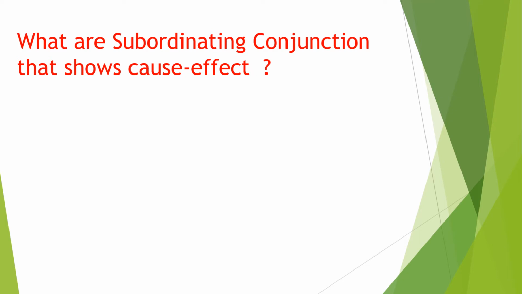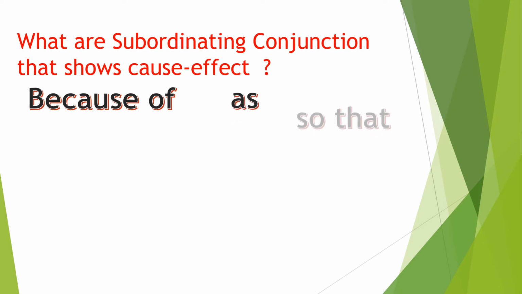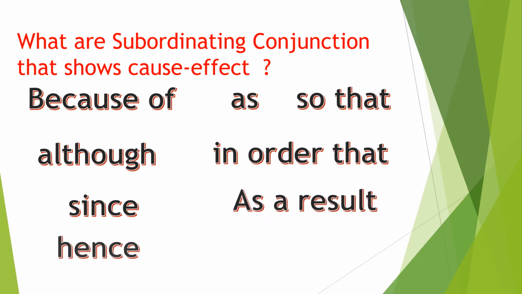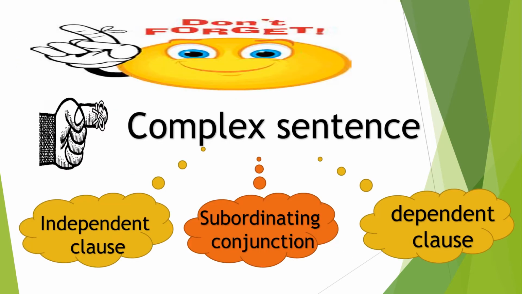Okay, so there are lots of subordinating conjunctions that express timing, comparison and contrast, condition, and cause and effect. These are examples of subordinating conjunctions that show cause and effect: because of, as, so that, although, in order that, since, as a result, hence, and unless. Don't forget, a complex sentence consists of an independent clause and a dependent clause, and they are joined by subordinating conjunctions.